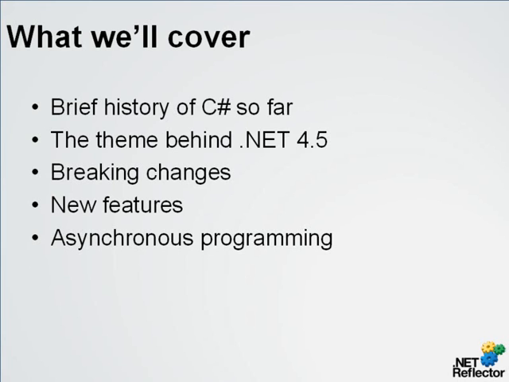What I'm going to try and cover is a brief history of C# so far, going through the versions that we've seen and the themes behind them. We'll then look at the theme for the latest release of C# and the .NET 4.5 framework, and then we'll have a little look at C# 5 itself, look at the breaking changes it has brought about, look at some of the new features, and have a look at Async, so the asynchronous programming side of it, which seems to have been very popular.